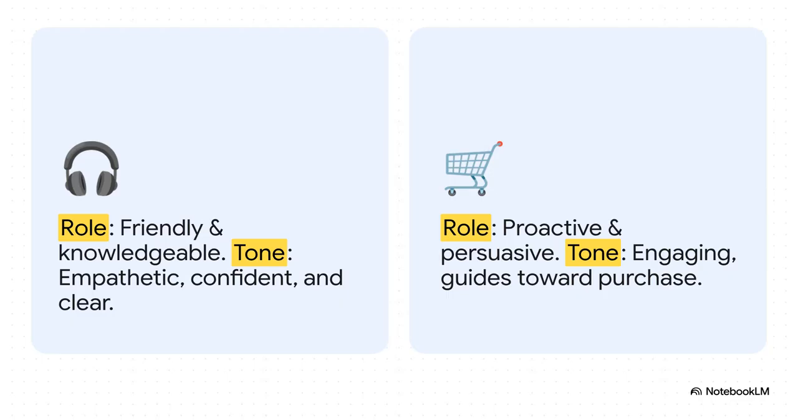Okay, take a look at these two. On the left, we've got a support agent. The keywords here are knowledgeable, empathetic, clear. Now look at the right, a sales agent. The words are completely different. Proactive, persuasive, engaging. See that? With just a few simple words, we've created two totally distinct AI personalities. This is why defining identity first is so incredibly powerful.